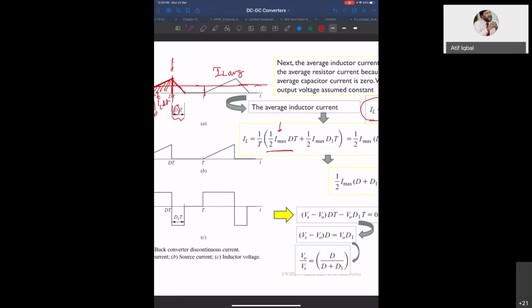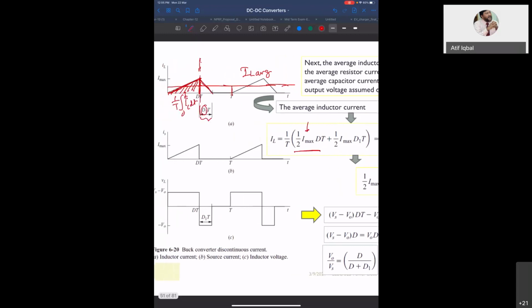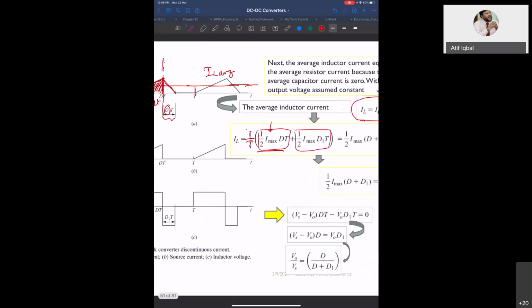This is the area under the rising part, both positive here. So in the rising, this is the area, and this is the area under the falling. Divided by 1 by T, that gives you the average value.